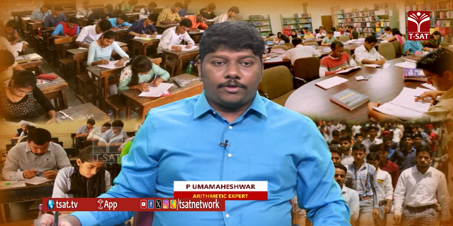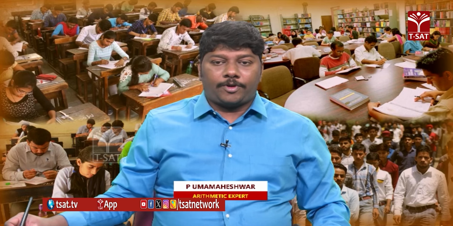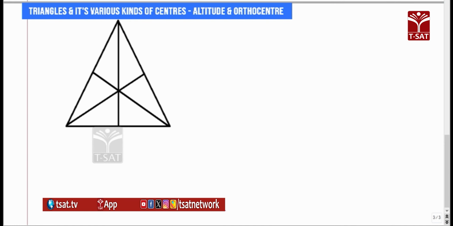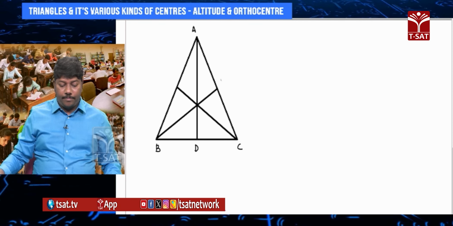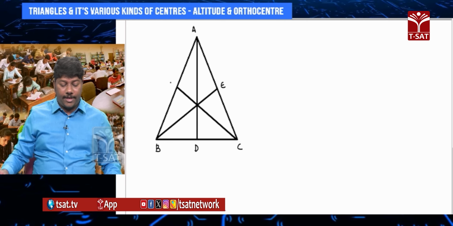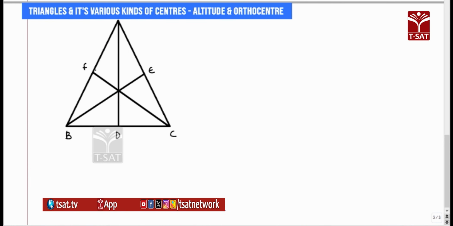Hello viewers, today our topic is altitude and its intersection point, the orthocentre. So we are going to look at altitude and orthocentre and its properties. Here I am taking triangle ABC. AD, BE, CF are altitudes of this triangle. So here it is 90 degrees, 90 degrees. The intersection point you call the orthocentre.